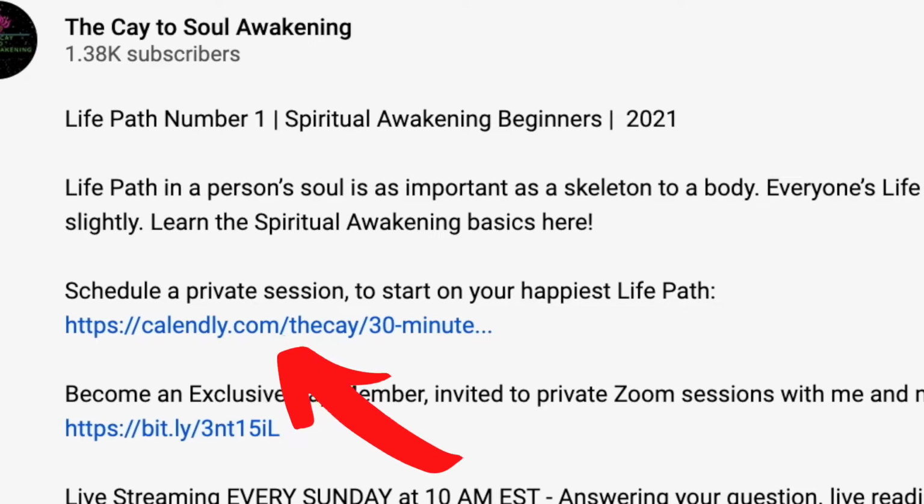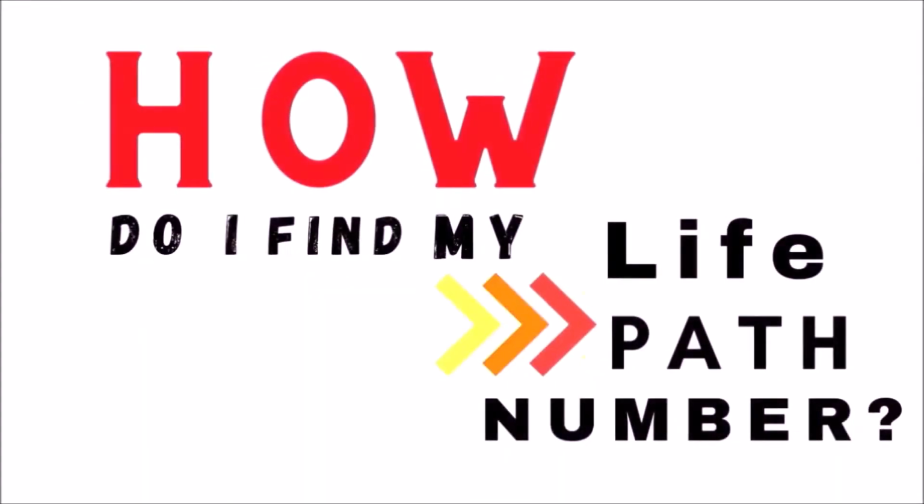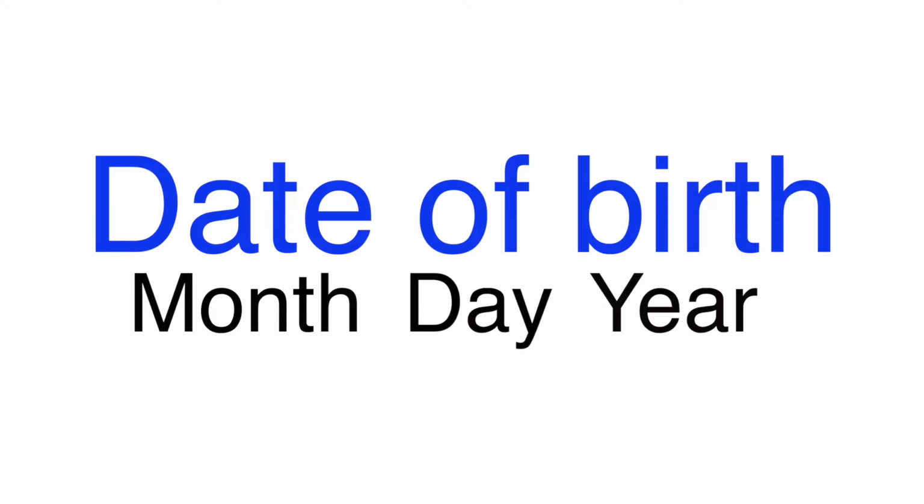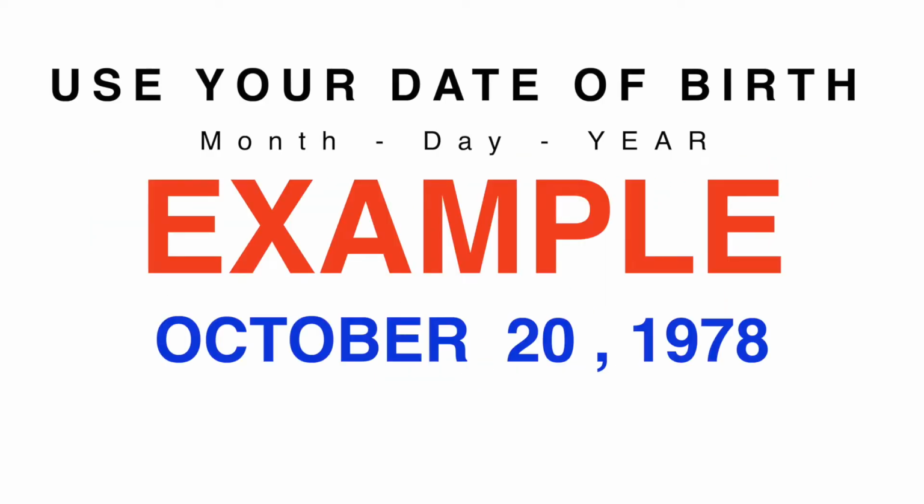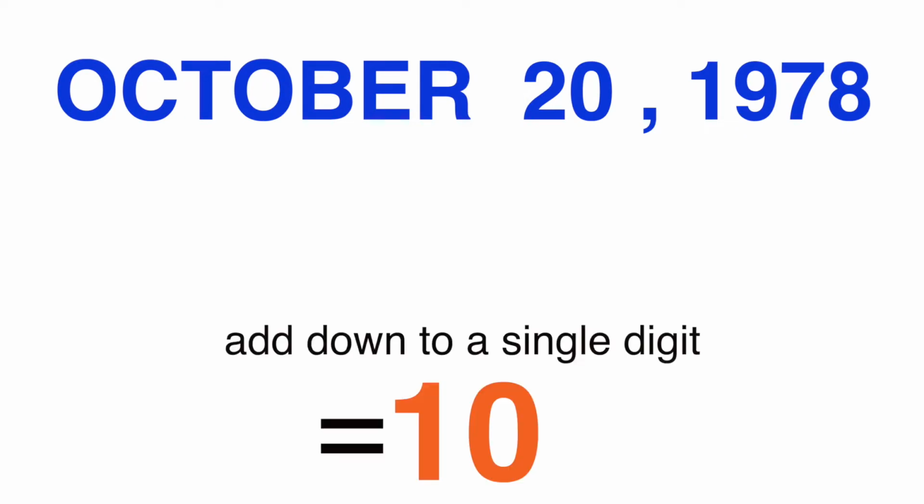So how do you find your life path number? Use your date of birth, the month, the day, and the 4-digit year. Add those together down until they get to a single digit. For example, October 20th, 1978. October is the 10th month of the year, so that equals the number 10.